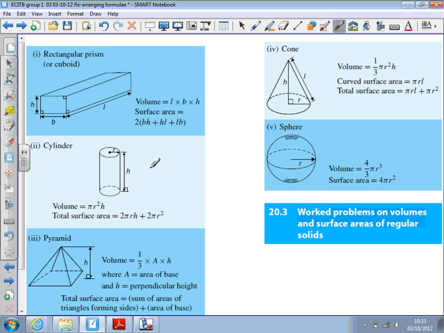Area of the end, h times b, times the length. Area of the end, area of a circle is pi r squared times the length. So that's where this formula comes from, pi r squared h.